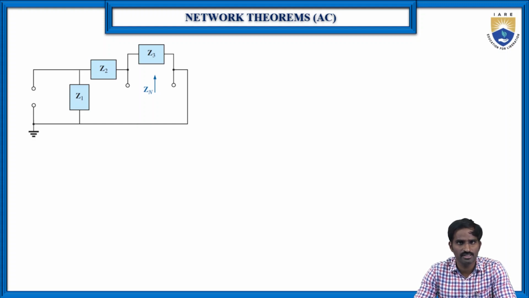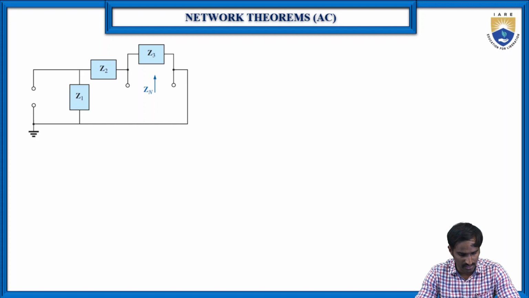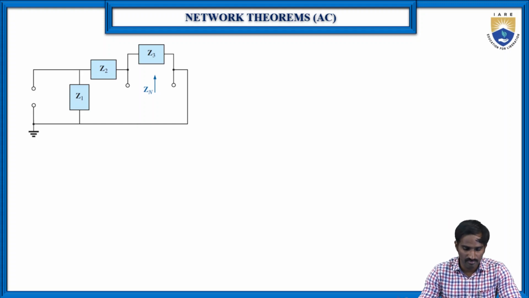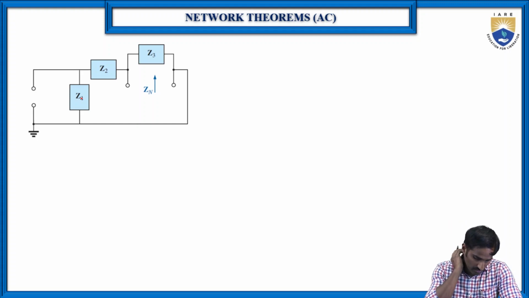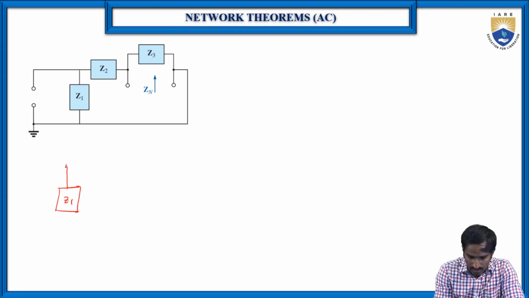the Z Norton. To find the Z Norton, we need to identify which two impedances are connected in series and which are connected in parallel. As you can see, here Z1 and Z2 are connected in series, and the combination of Z1 and Z2 is connected in parallel with Z3. Let me redraw this circuit. Of course, it is an open circuit here, so you will have only Z1. This is Z1, and this is Z2.